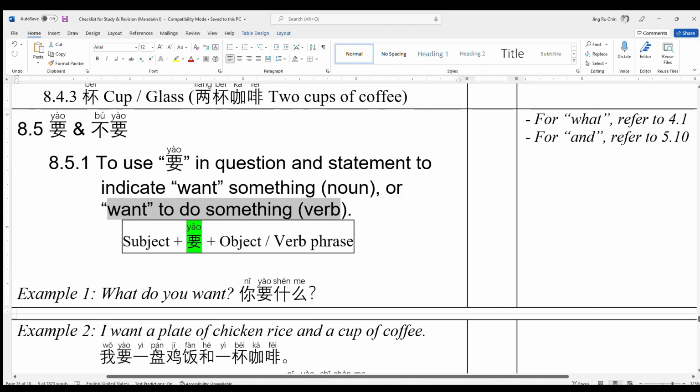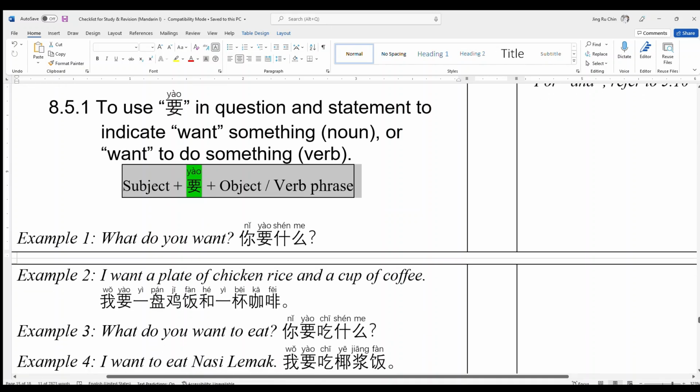Now all you need to do is remember the basic sentence structure in Mandarin. Do you remember? Always start your sentence with a subject. And the verb phrase, the verb, must always be at the end of the sentence. Before that, in between, you use the word yao. Yao means want, right? Want to do something or want something, want an object. So that's why we need to put the word yao before it. So you see, subject first, followed by yao, followed by verb phrase or the object that you want.